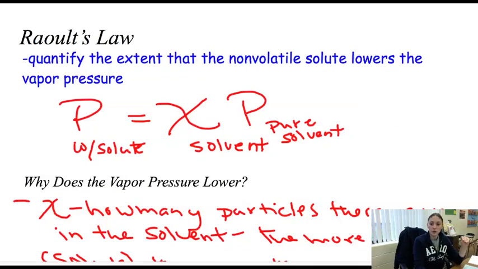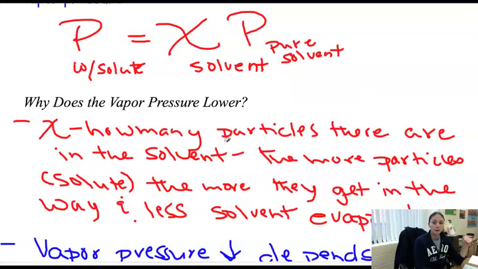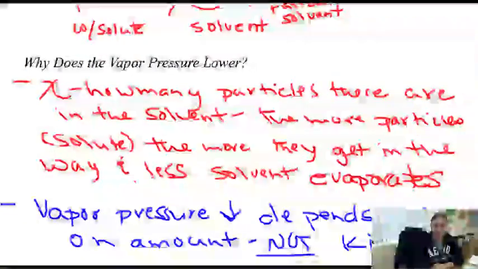All right, so how this works then, your mole fraction is how many particles there are in the solvent. The more particles of my solute I have in there, the more they get in the way and the less my solvent evaporates. So if I have a lot of solvent and not much solute, maybe 90% solvent, then the pure isn't going to change very much because I'm going to have 90% of what it's supposed to be by itself. But if I have a very small amount of solvent, then my pure solvent vapor pressure is going to go down even more than what it was before. And that's what it says here.